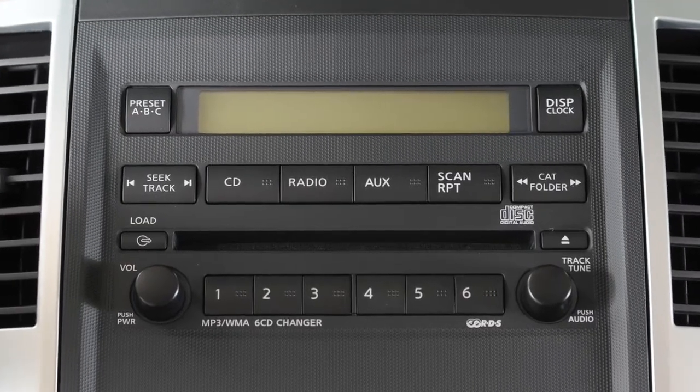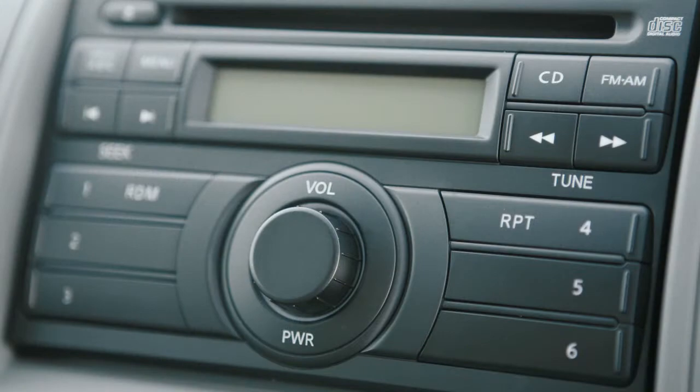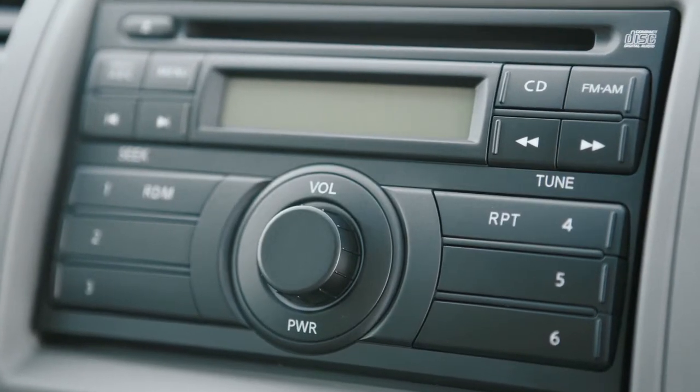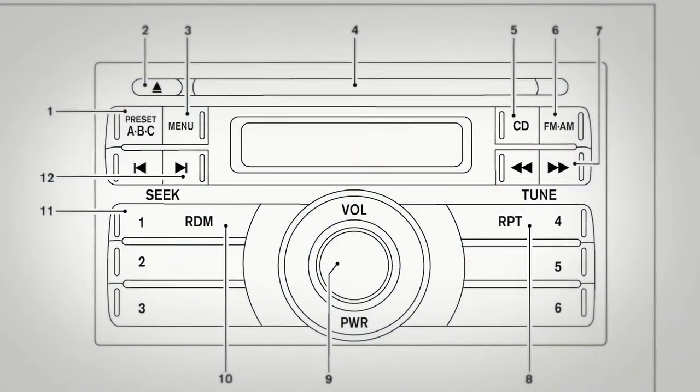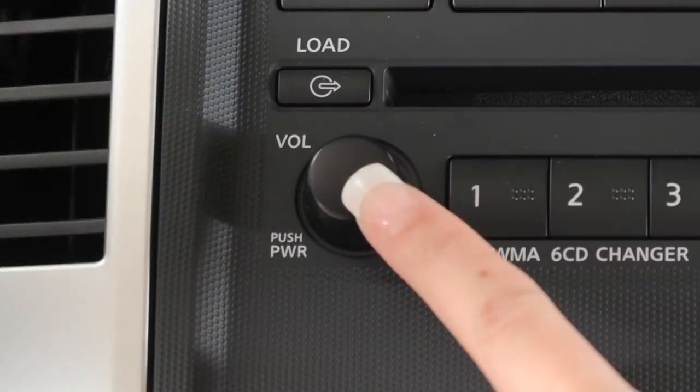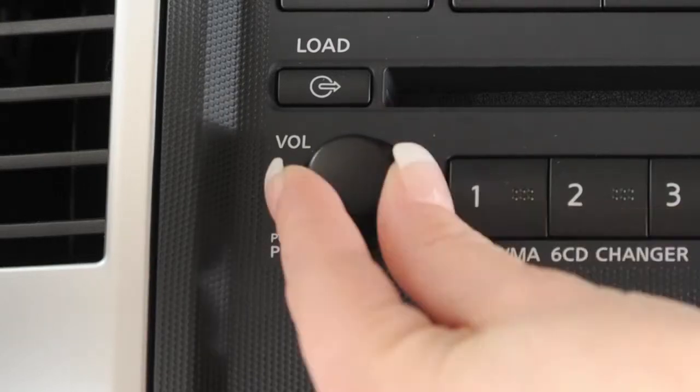Audio systems. Your vehicle is equipped with one of 3 audio systems, 2 of which have very similar controls. For detailed information on this audio system, please refer to your owner's manual. Press the power volume knob to turn the system on or off. Turn the knob to adjust volume.